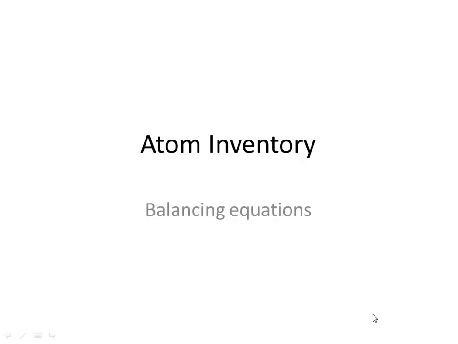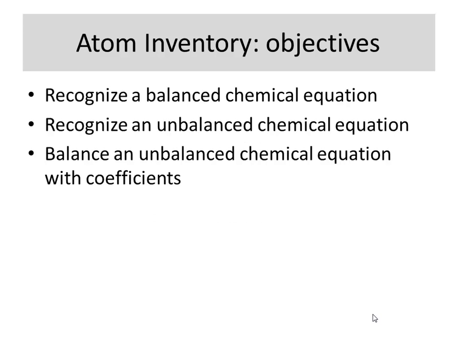In atom inventory, we are going to talk about balancing chemical equations. After this, we should be able to see if an equation is balanced. We should also recognize if a chemical equation is unbalanced. And our ultimate goal is to be able to balance a chemical equation if it's not balanced.